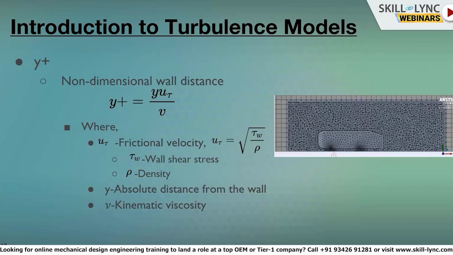If in some areas it is going below, coming to 1 or 2, or in some areas it is going above 300, then rework the mesh in those areas, run the simulation again, and correct the y plus. So that is the significance of y plus. It gives an idea of placing the first layer height based on the turbulence model you are going to use.